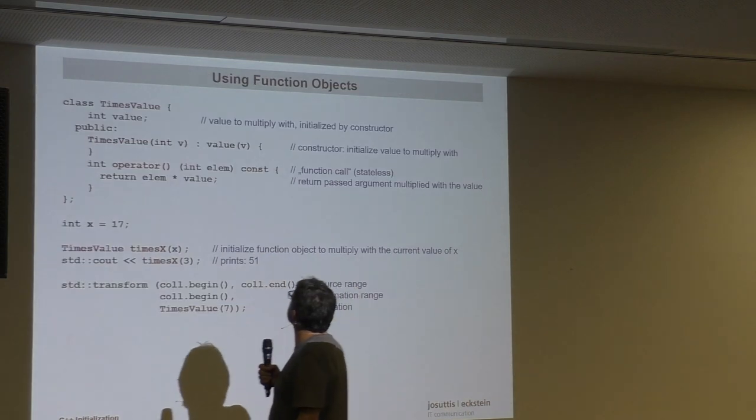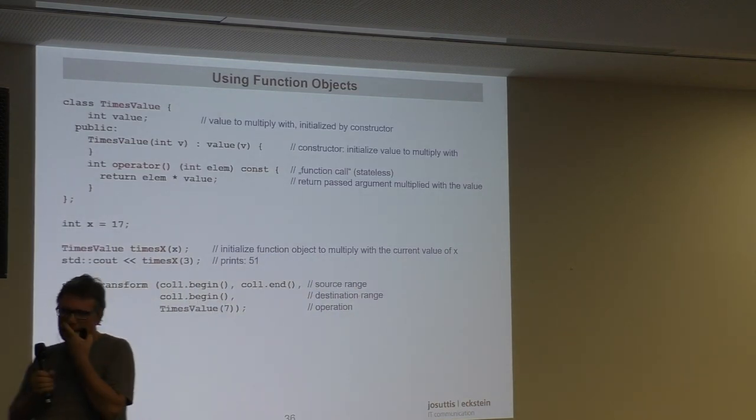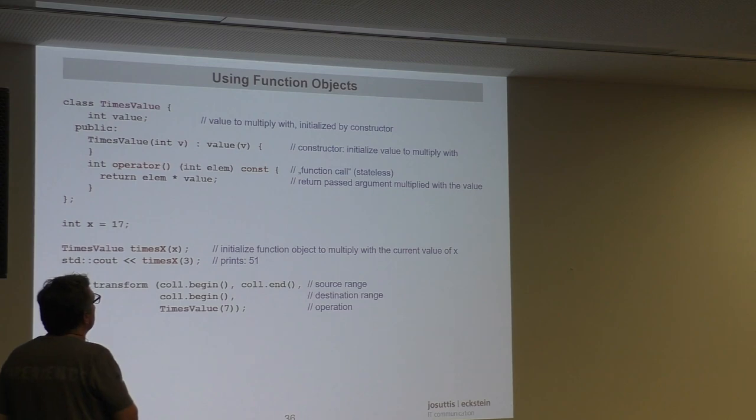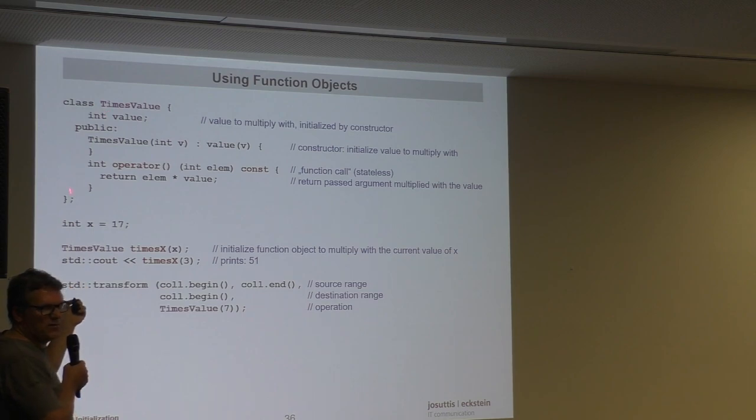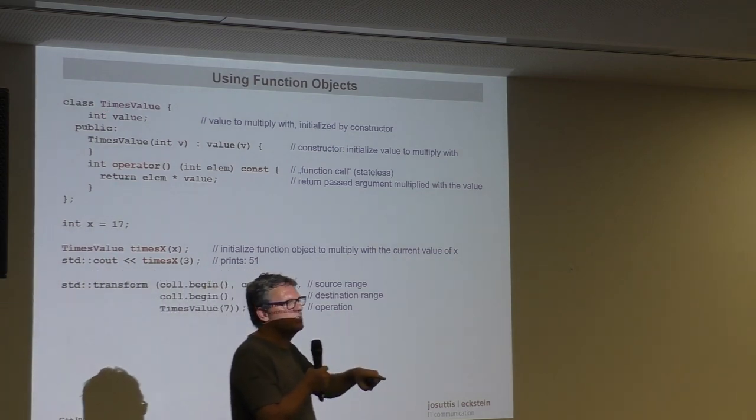Okay. Last example, I gave this today at a training, and they said, I don't understand what's going on here. This is a function object. You might have heard about that. That's just objects that behave like functions, or functions that have a state.